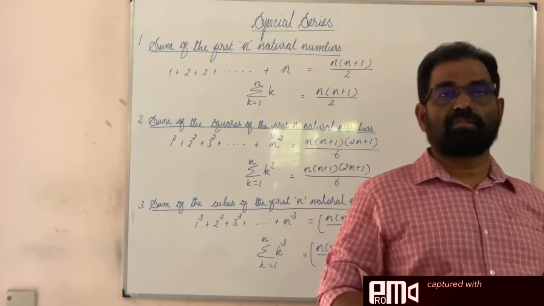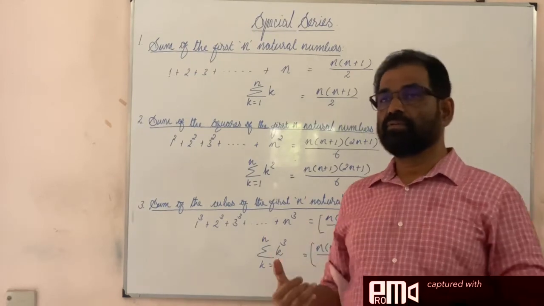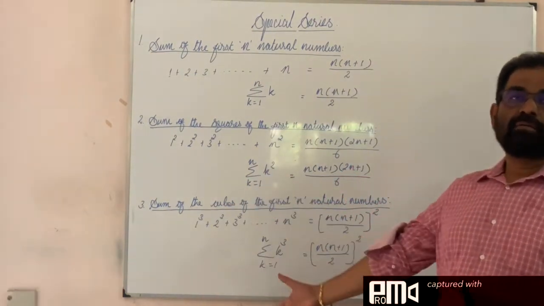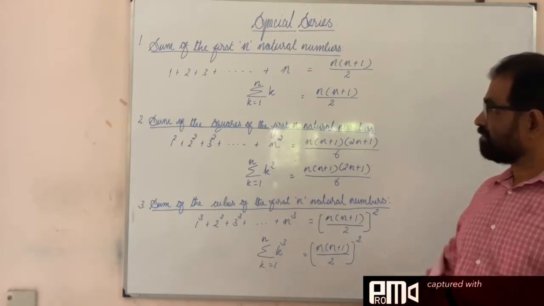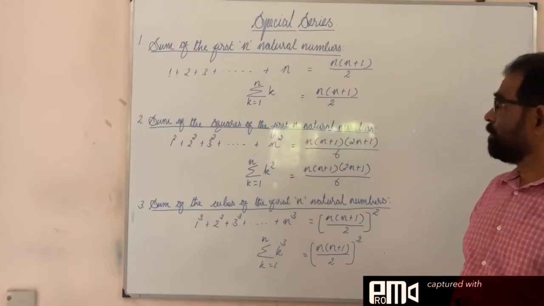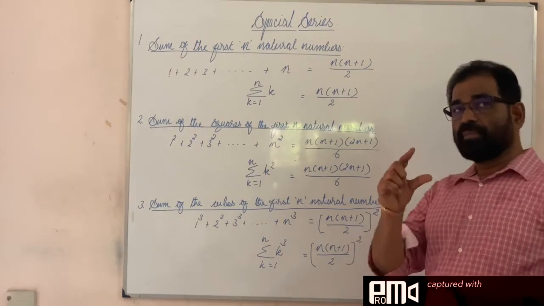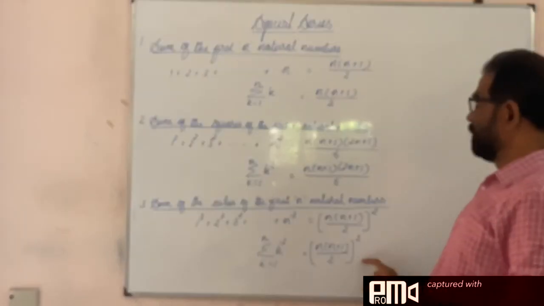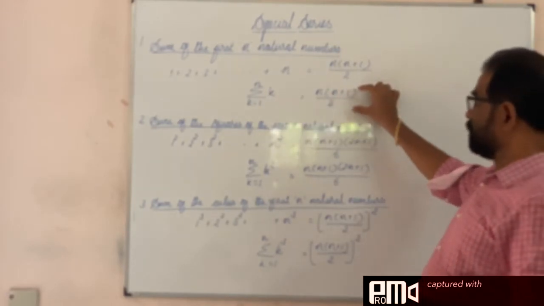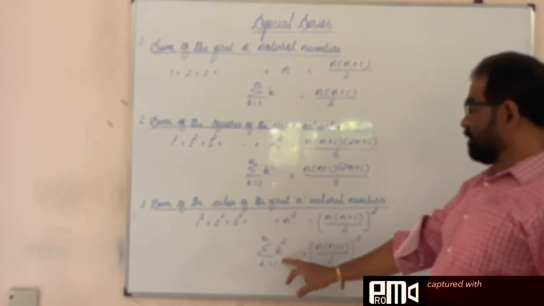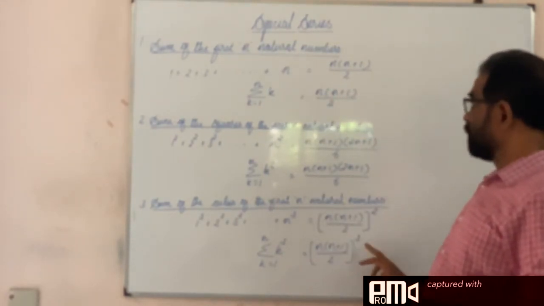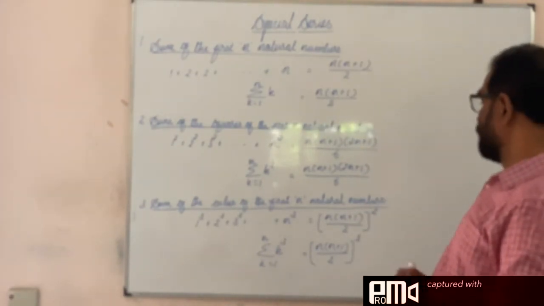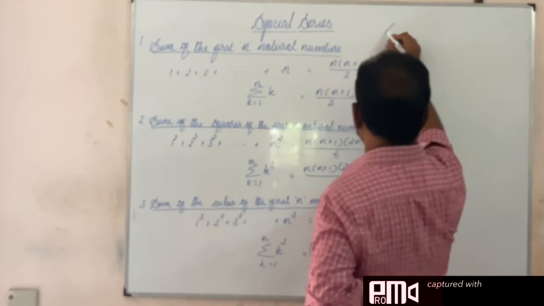So we saw three types of special series. One is the sum of the first n natural numbers. Second, the sum of the squares of the first n natural numbers. Third, the sum of the cubes. Just observe these formulas. You can see some relationship between formula number 1 and formula number 3. Here sigma k is n into n plus 1 by 2. Here sigma k cube is n into n plus 1 by 2, the whole square, the square of this. So we can write the relationship like this. You can note this down.